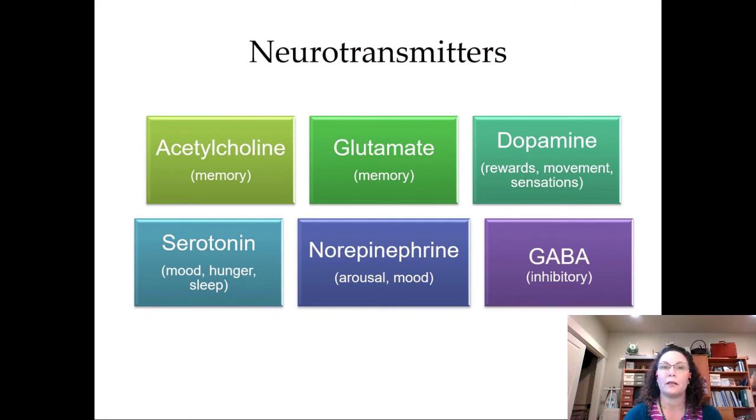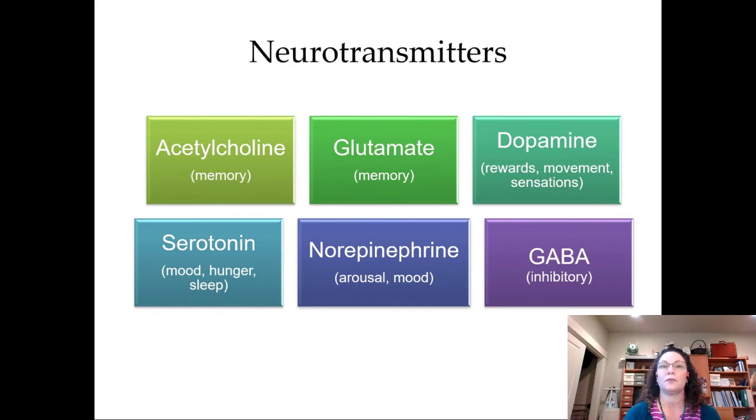Norepinephrine has also been implicated in mood. Norepinephrine seems to elevate our moods. It also makes us more aroused, and I don't mean sexually. I mean like alert. It makes us feel more active, makes us not tired, stuff like that. And so it's been implicated in mania.